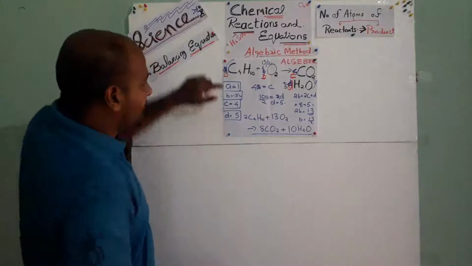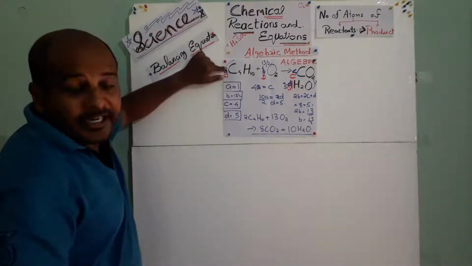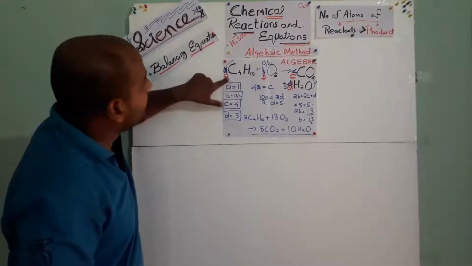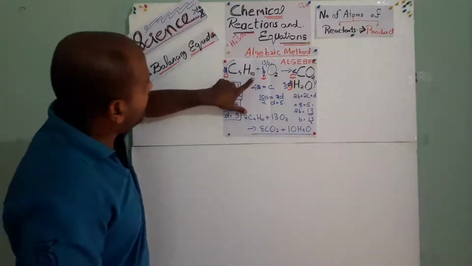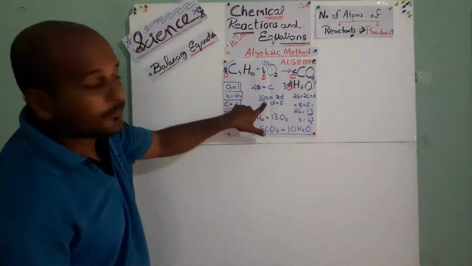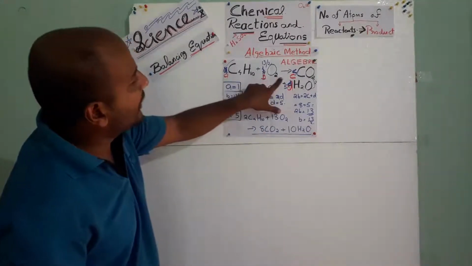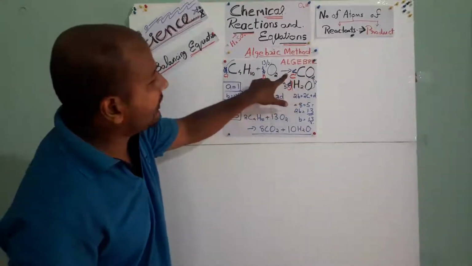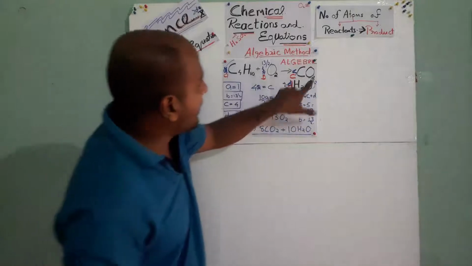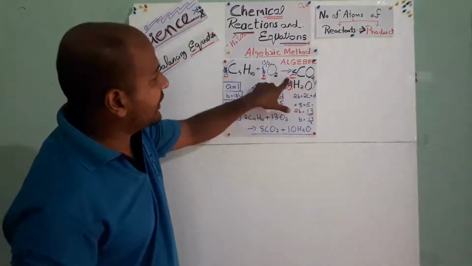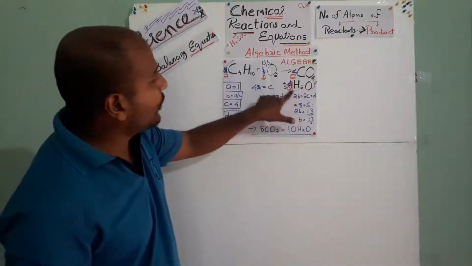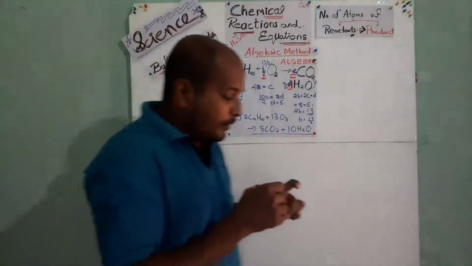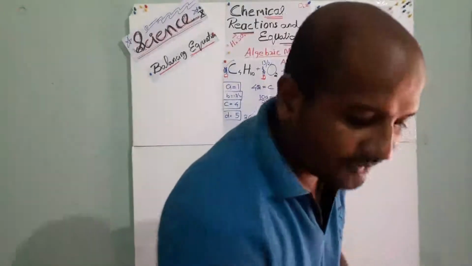For example, in this case, regarding carbon, what is the value? 4 into A, 4A. Hydrogen we have 10, so 10 into A, 10A. Regarding oxygen, 2, that means 2B. Regarding carbon, only 1, 1C. Regarding oxygen, 2C. Regarding hydrogen, 2D. Regarding oxygen, 1D. That's how we will give the values for these equations.